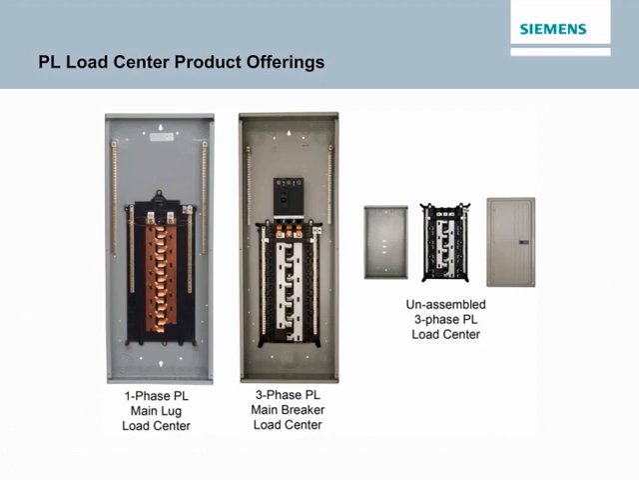The PL Series Load Center product line provides a wide variation to meet any application need. The following items summarize the range of capabilities: 1-phase or 3-phase mains, main breaker or main lug, 12 to 70 circuit spaces, indoor and outdoor enclosures, 100 to 225 amp current ratings, unassembled offering for 3-phase.